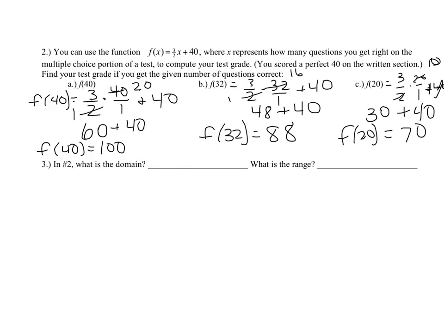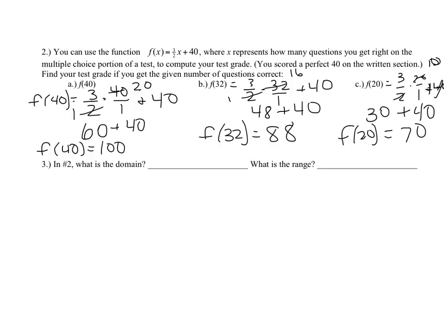In number 2, what is the domain? Well, remember, the domain is what we put into the expression. So for here, I put in 40, or you can even look here. We put in 40, I got out 100. I put in 32, I got out 88. I put in 20, I got out 70. So domain is what you put in, okay?